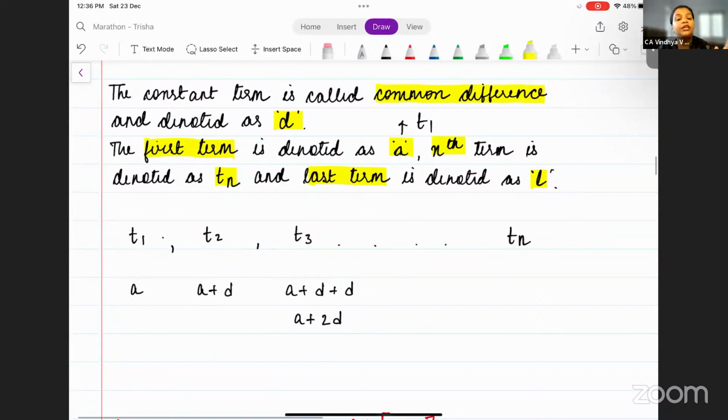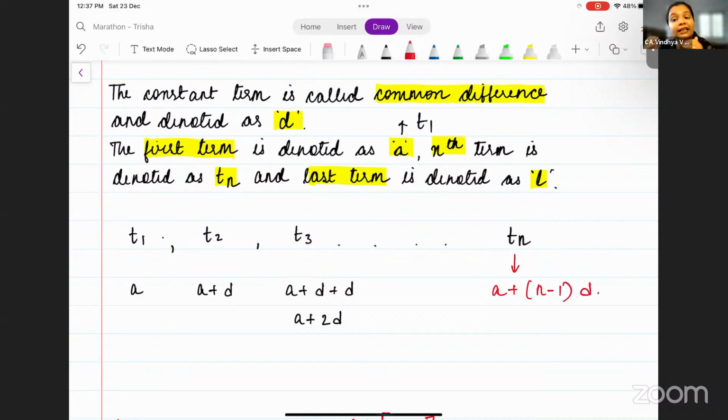Okay. So T1 is A, T2 is A plus D. The first term is A. To find the second term, you have to add D to it. To find the third term, you have to add D to the second term, and so on, making Tn as A plus n minus 1 into D.